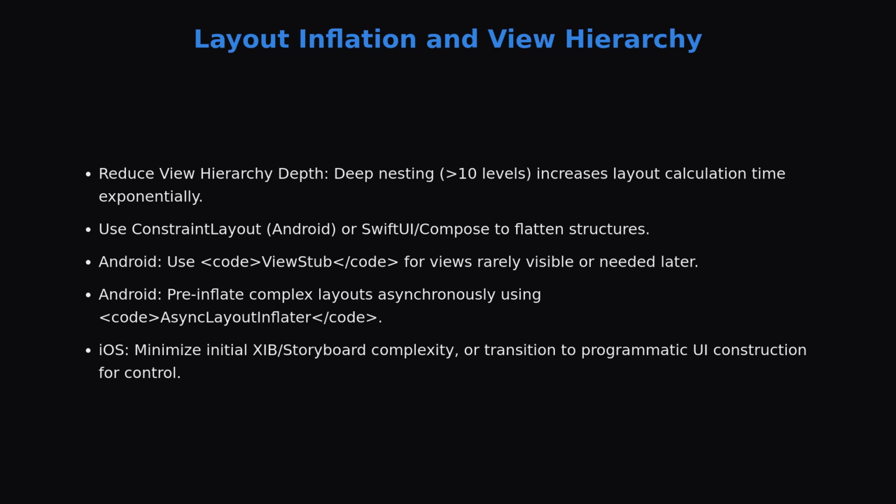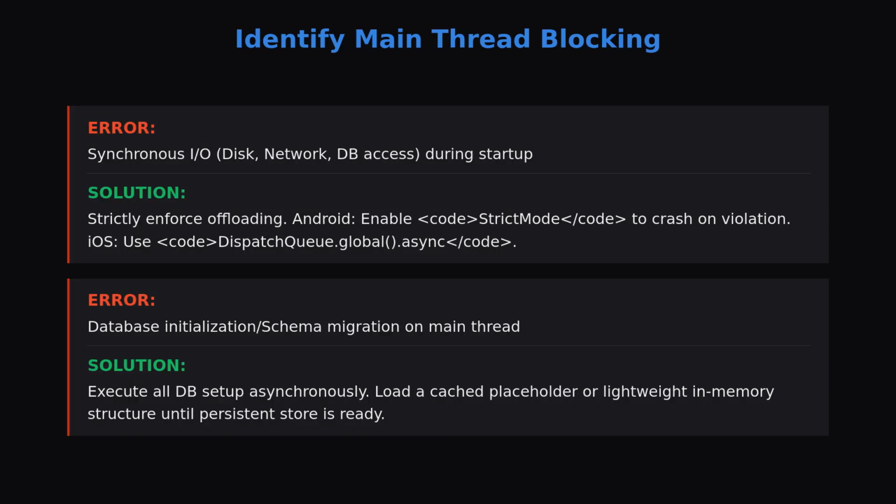For iOS, ensure that XIBs or storyboards are minimal for the initial view controller, or transition entirely to programmatic user interface construction for maximum control over initialization order. Strictly enforce that no input-output operations, including disk reads, network calls, or database access, occur on the main thread during startup. On Android, enable StrictMode in development builds to detect accidental disk or network access on the main thread and crash the application immediately upon violation.